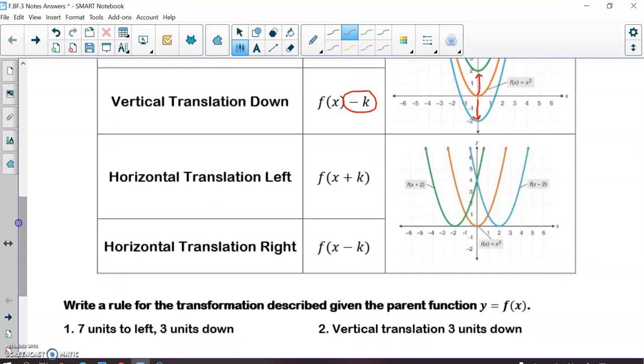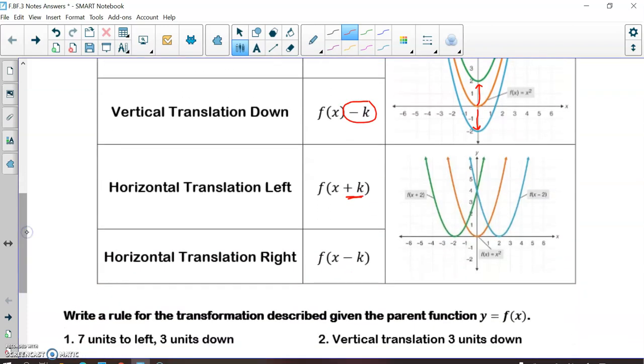If you wanted to move that orange parabola towards the left side, what you would do is subtract a negative number, which is basically the same as adding a number on to your function, but not on the end of your function. It would be within your function. And then same with the horizontal translation to the right, you would subtract a positive number from your function.